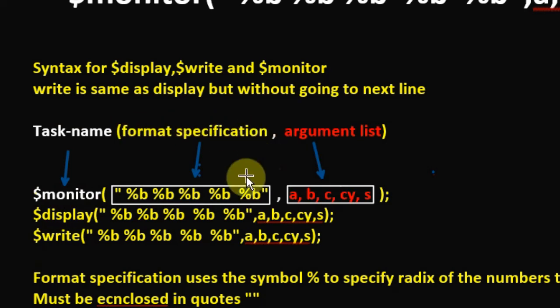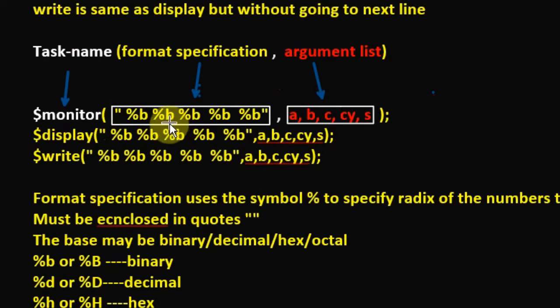In the format specification, we see that we are using the quotes, we are using the percentage symbol along with the B symbol. And then finally comes the argument list. In the argument list, basically we have to give the names of the variables which have to be displayed. Now in the format specification, we are using the special symbol percentage, and this percentage symbol is used to specify the base of the numbers that have to be displayed.